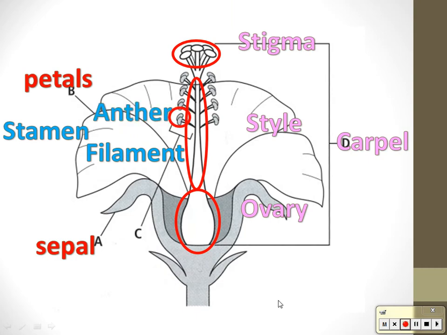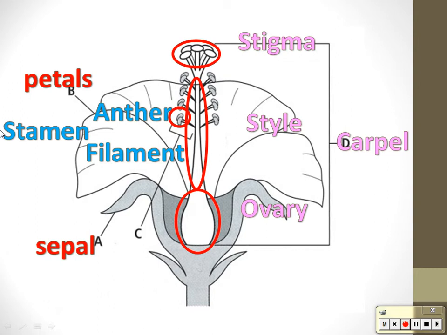So let's start with the carpel, which is the female part. So I put it in pink. The landing pad is called your stigma, and then you have a tube from the stigma all the way to the ovary that is called your style, and then you have the ovary which houses the ovules, and that is at the bottom of the style. And all of those together make the female sex organ, so to speak, and that is your carpel.